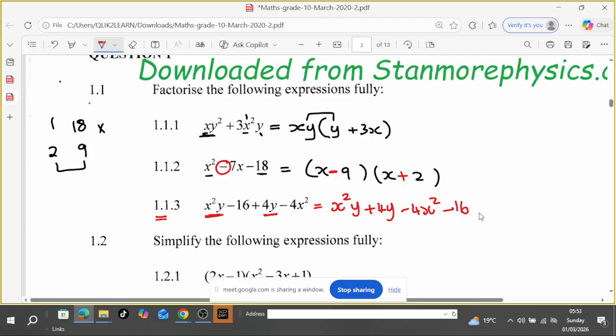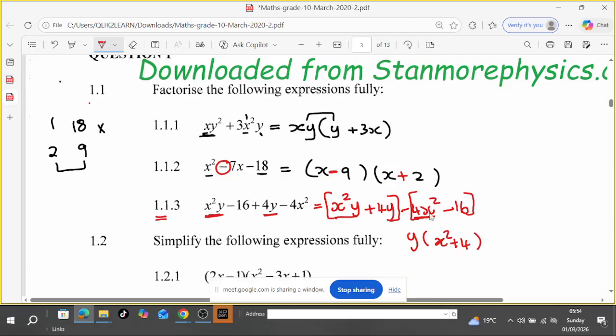So now what you need to ask yourself is, why are we grouping? Because the mistake that you can make is to group the 4x squared with the x squared, because you are looking at the x squared. Please don't do that. If you do that, what will be the common factor on the other one? We're going to have a problem, but it's best if you group it like this. Take out the common factor there, which is y. So the first bracket, the common factor is y. I'll be left with x squared plus 4.